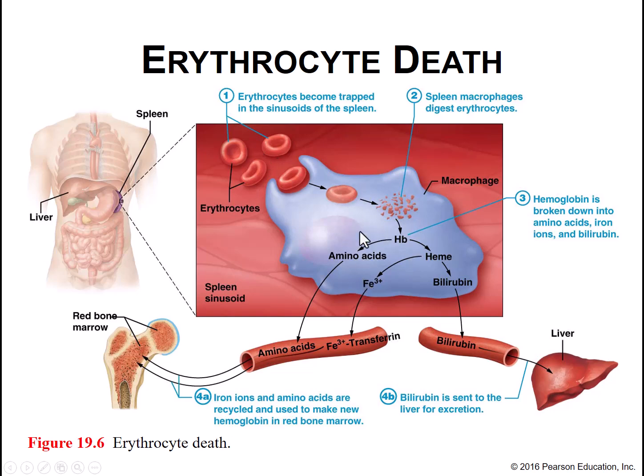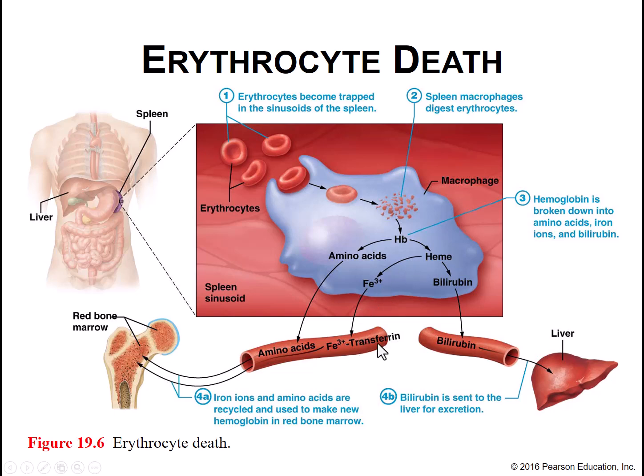Cells come in, and you get this macrophage that's in the white pulp of the spleen. It breaks the blood cell down. The hemoglobin is broken into the amino acids and heme. Amino acids go back to the red bone marrow to be reused. The heme is broken down into iron and bilirubin, and iron binds with transferrin. It has to bind with transferrin because free iron is toxic to us, and so makes us sick.